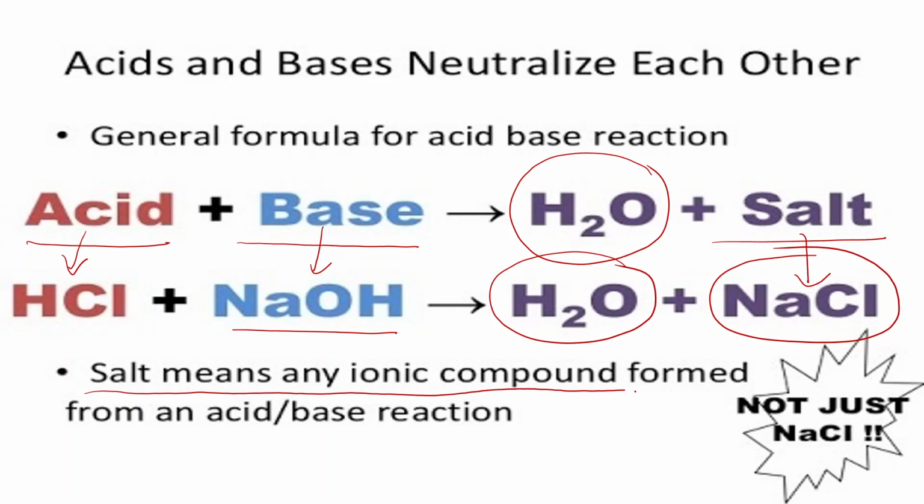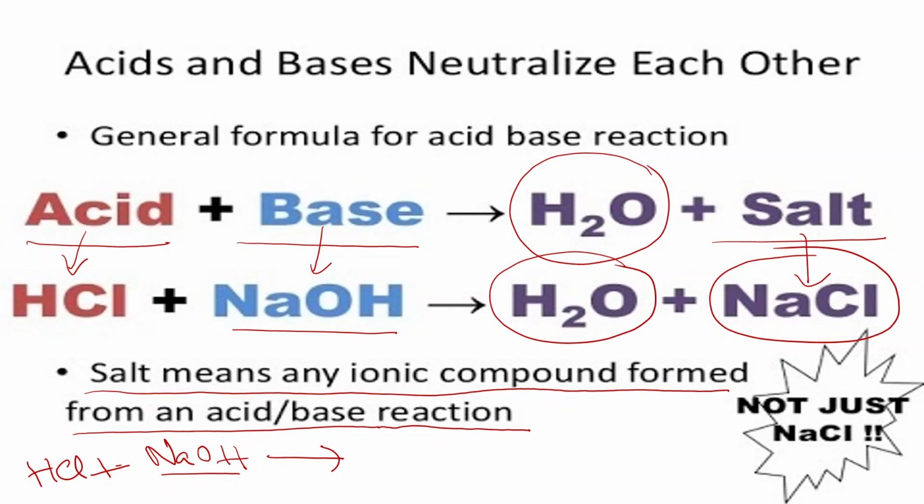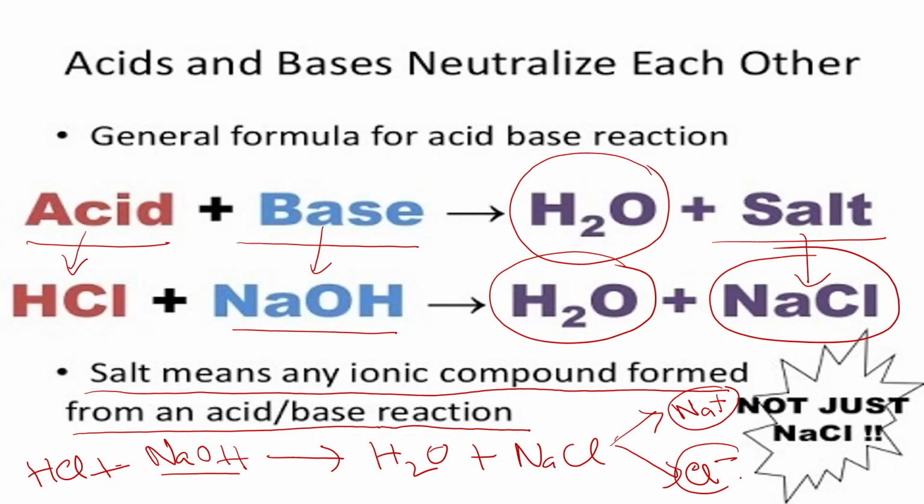Salt means any ionic compound formed from an acid and base reaction. What are ions? Over here the salt is sodium chloride. How is it formed? It is formed by the action of the acid HCl and the base NaOH, and water is produced, H2O, and the salt NaCl. NaCl can get dissociated into some charged bodies, that is sodium positive and chlorine negative. These charged particles are called ions, and the compound that is formed by these ions is known as ionic compound.